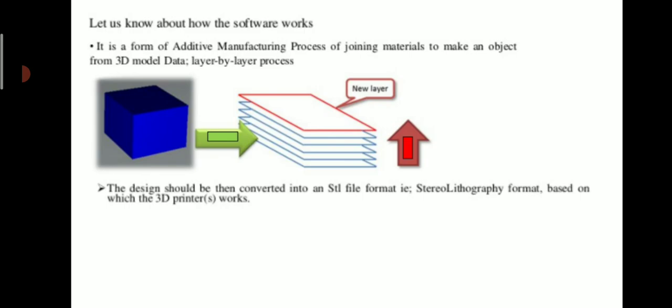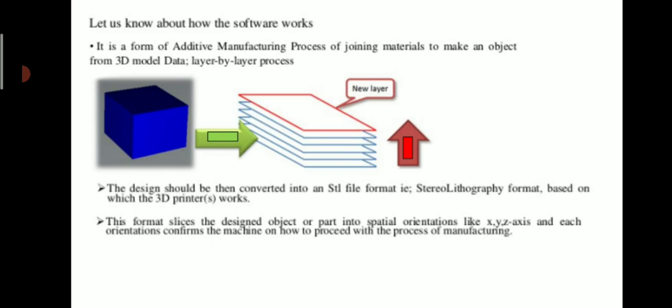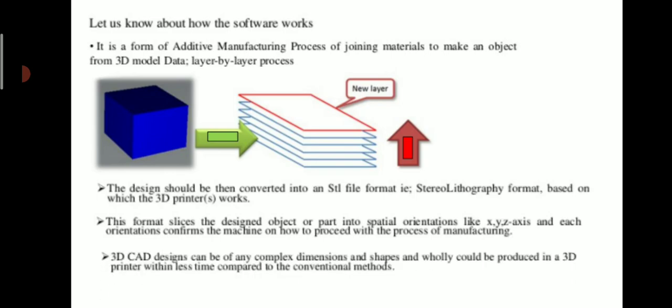The design should then be converted into STL file format. STL, stereolithographic file format, is the format based on which the 3D printers work. The format slices the design object or part into special orientations like XYZ, and each orientation informs the machine on how to proceed with the manufacturing process. A 3D CAD design can be of any complex dimension and shape and wholly could be produced in a 3D printer in less time compared to conventional methods.